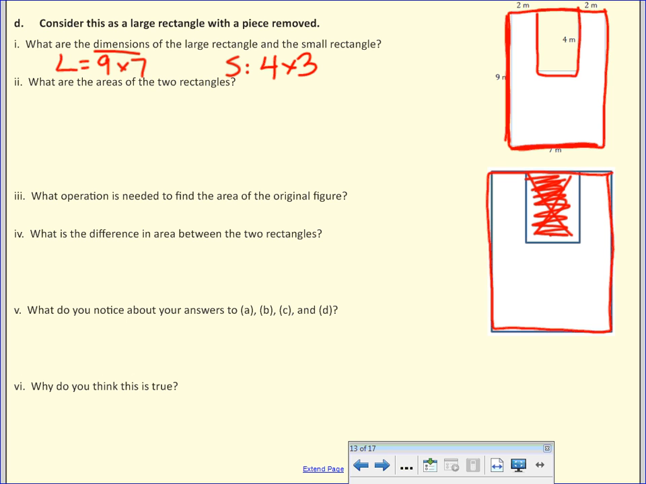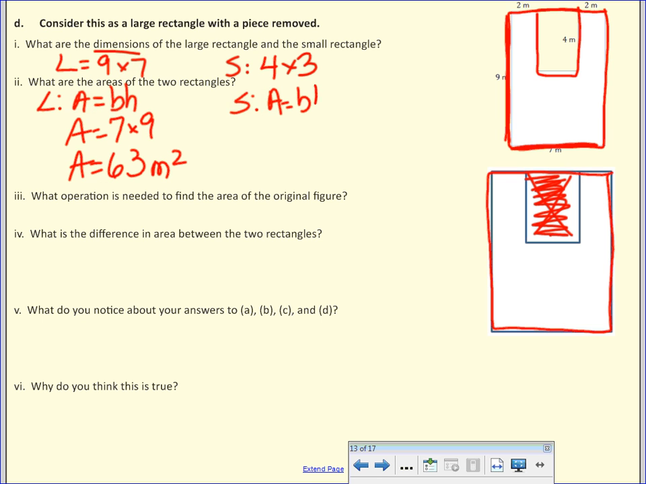So let's find the areas. For the large rectangle, the area is base times height. The area equals 7 times 9. The area is 63 meters squared. For the small rectangle, area is base times height. Area is 3 times 4. The area is 12 meters squared.